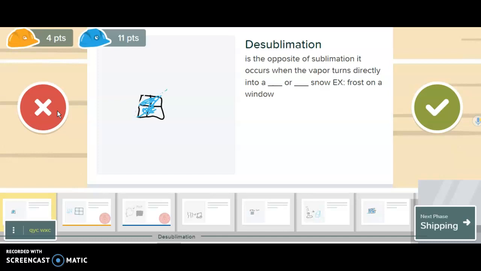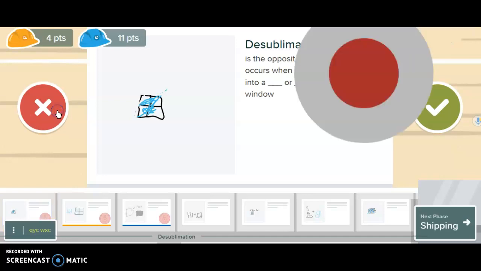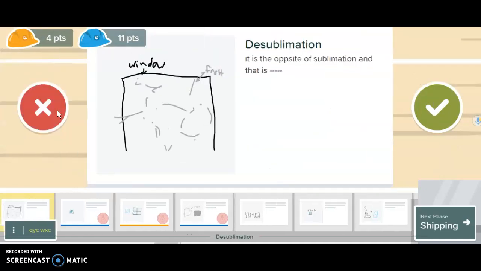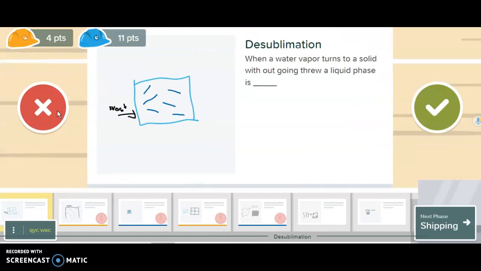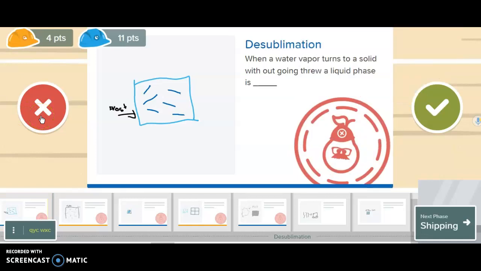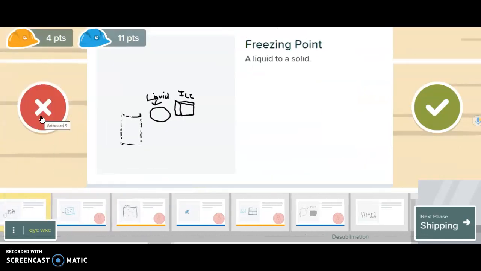Yeah, I know, but you've seen me use the scroll bar, so I'm not trying that. The opposite of sublimation occurs when water vapor turns directly into a... No, you're leaving too many of the other words out that we need. The opposite of sublimation, I can't use that one because that's too easy. When water vapor turns to a solid without going through the liquid phase. Who did this one? Okay, that's correct. But I'm not going to keep it because we already have one. Freezing point.